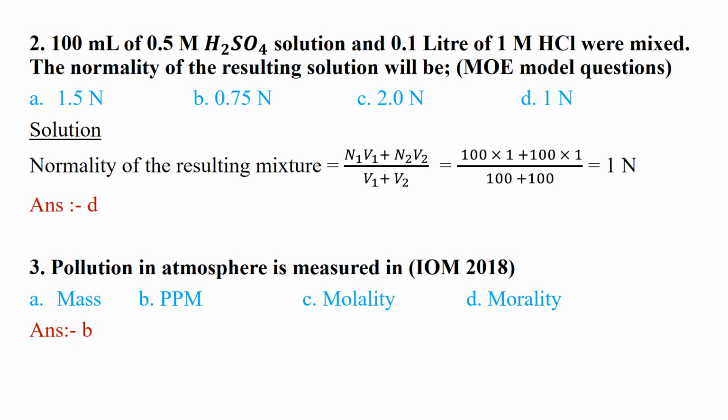100 ml of 0.5 molar H2SO4 and 0.1 liter of 1 molar HCl. The normality of the resulting solution will be? We have to calculate the normality. Here is the formula for the calculation of these numerical questions: N1V1 plus N2V2.